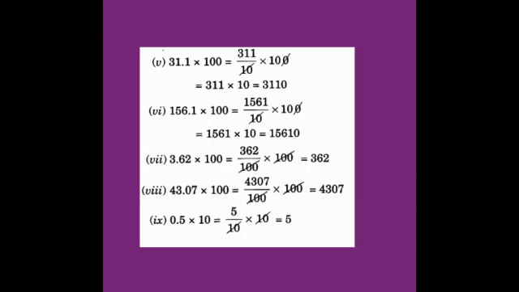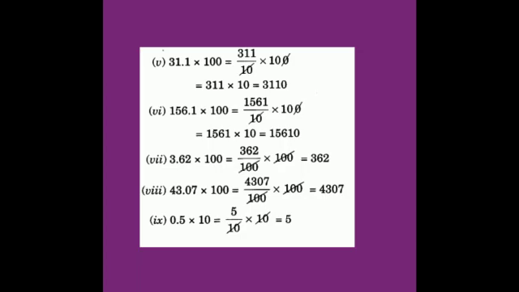Next, seventh subdivision, 3.62 into 100. Now, 3.62 can be written as 362 divided by 100. That should be multiplied with 100. Since 100 and 100 get cancelled, our answer is 362. Otherwise, if we are multiplying 3.62 into 100, we have to shift the decimal point 2 places to the right, so that we got 362.